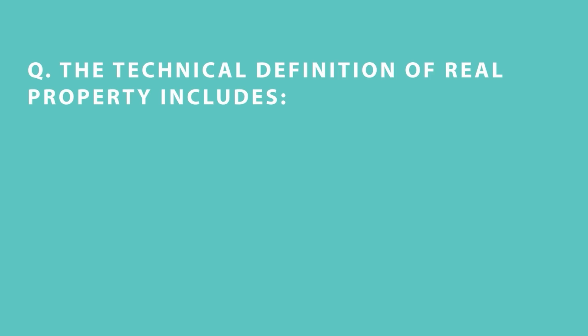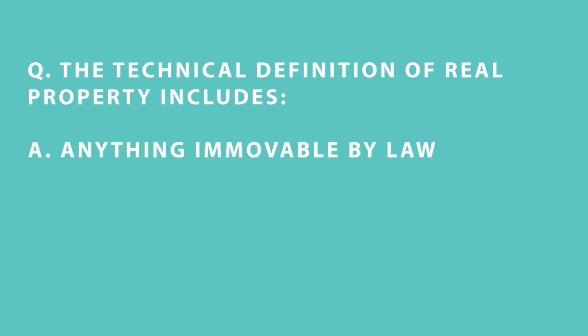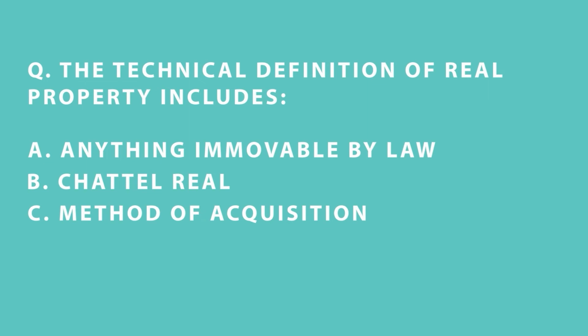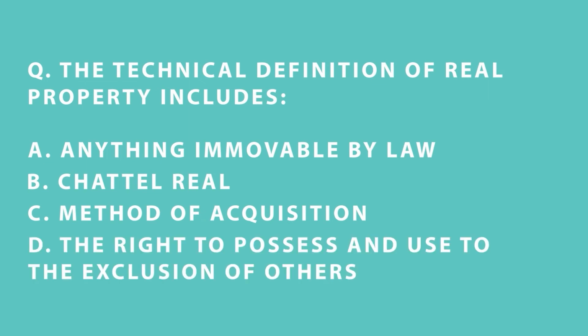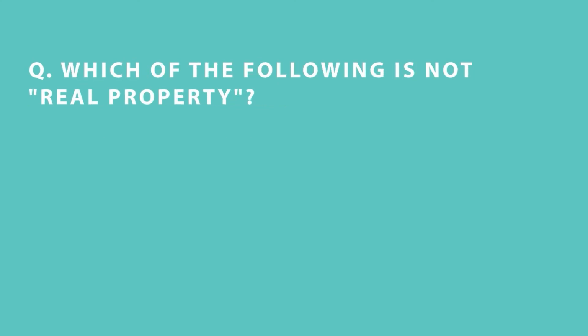The technical definition of real property includes: A. Anything immovable by law. B. Chattel real. C. Method of acquisition. D. The right to possess and use to the exclusion of others. The answer is A.